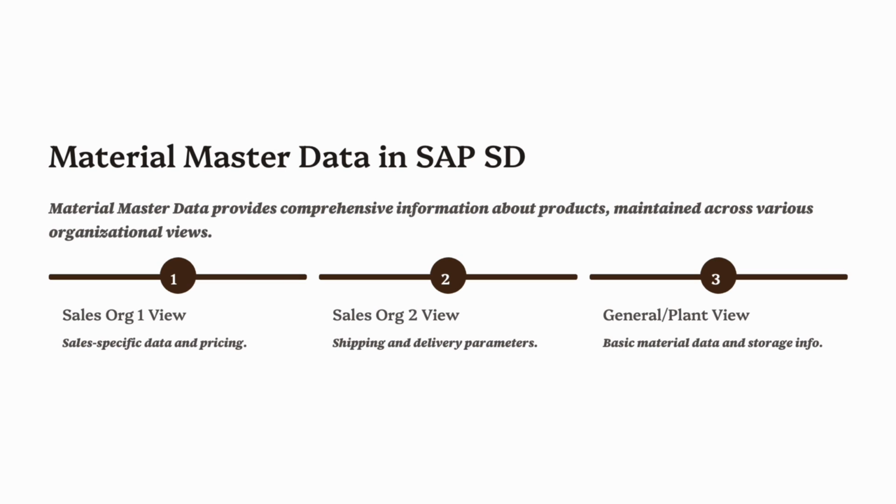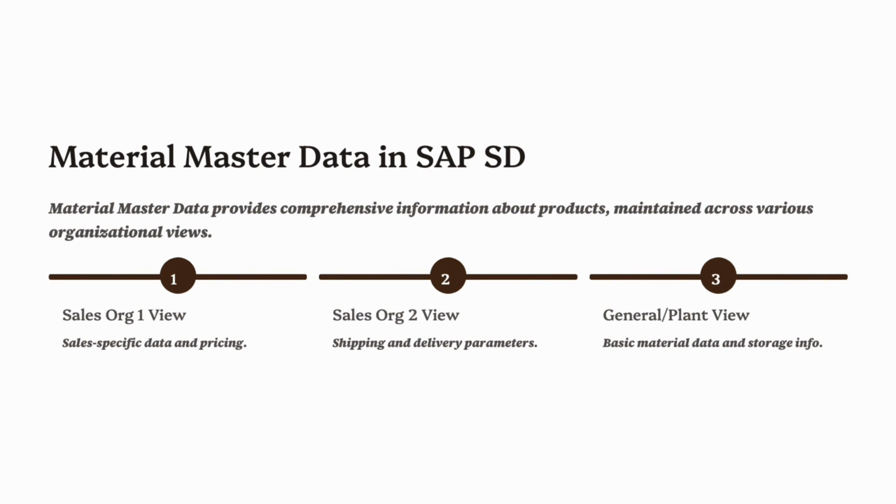One, Sales Org. 1 view includes delivering plant, tax classification, and loading group. Two, Sales Org. 2 view defines customer-specific or distribution-specific details. Three, Sales General/Plant view stores shipping data and transportation requirements.